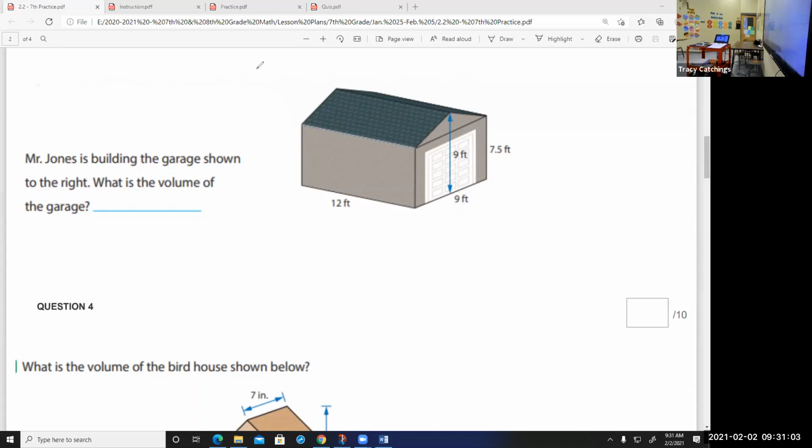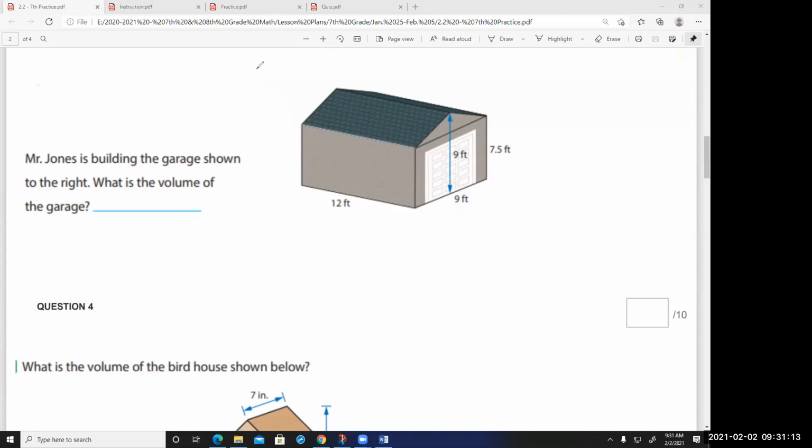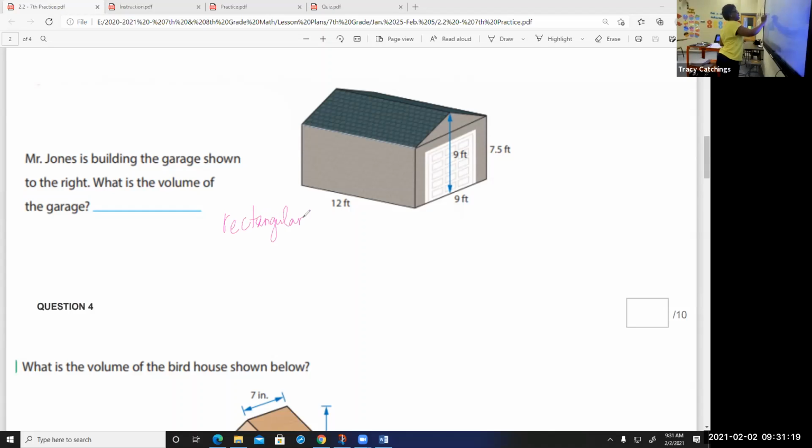All right, so looking at this garage, what kind of shapes would you say that we can separate it into? A rectangular prism and a triangular prism. Notice how I label my different drawings. That way I don't get confused or tangled up. I'm going to separate it kind of up here.